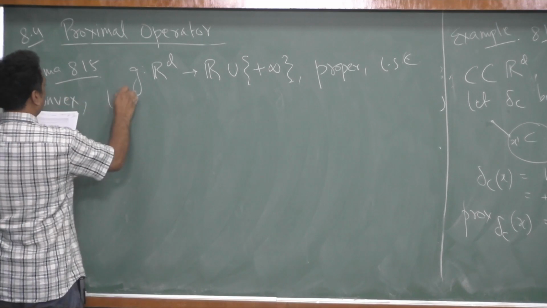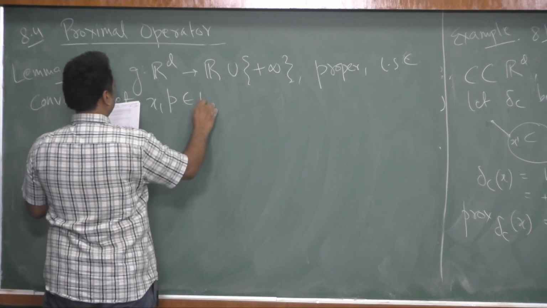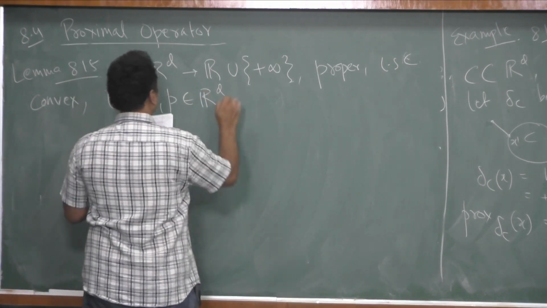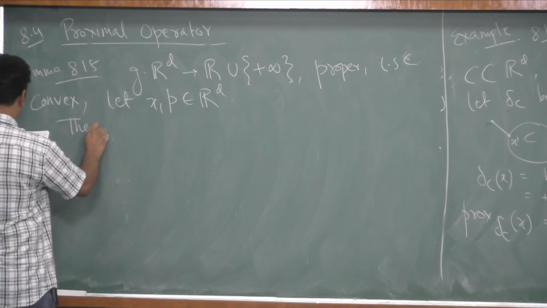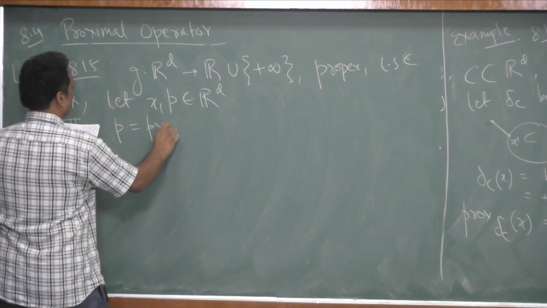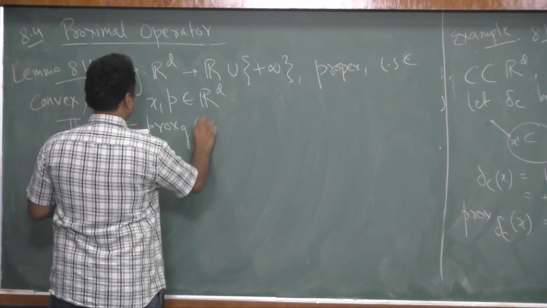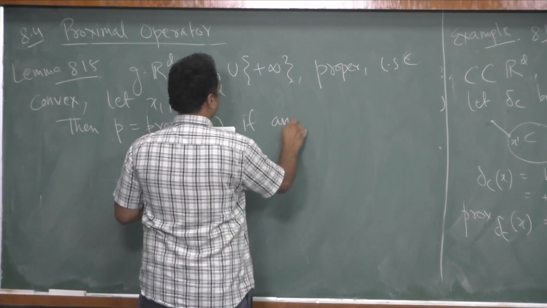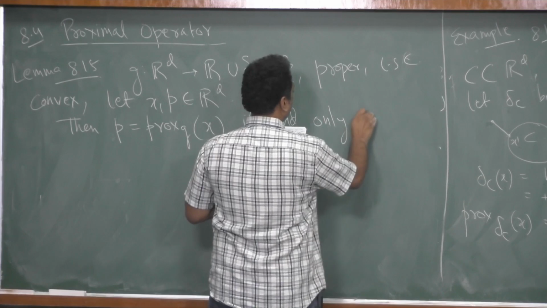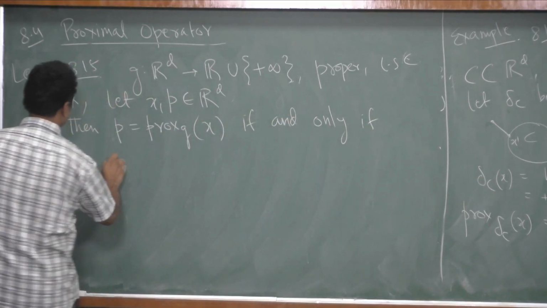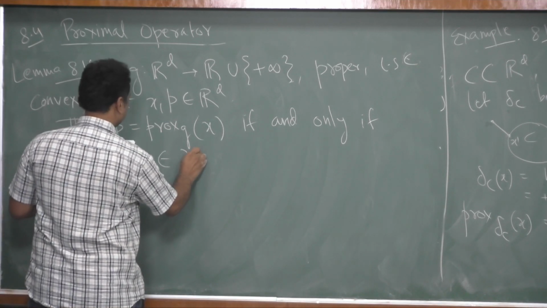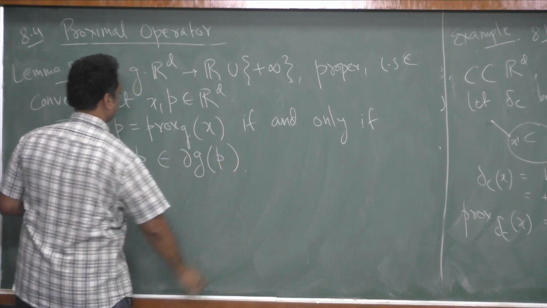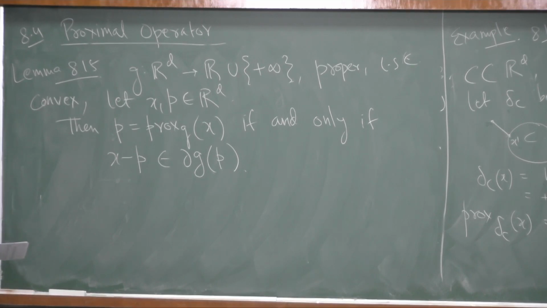and let x, p in R^d, then p = prox of g at x if and only if x minus p is in the subdifferential of g at p. Okay.